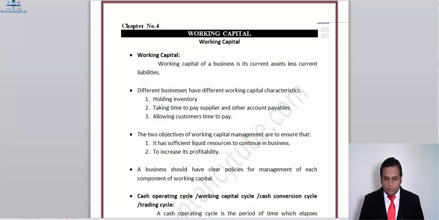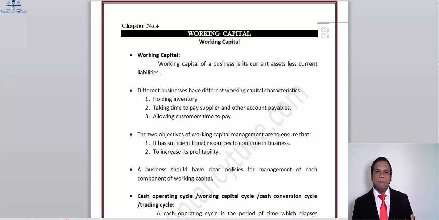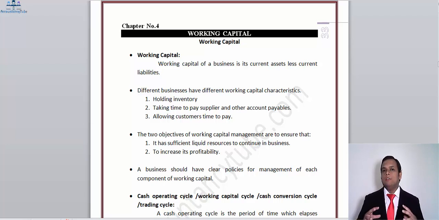Now, after that, we've got the 2 objectives of working capital management: to ensure that the business has sufficient liquid resources to continue in business and to increase its profitability. Why is this topic incorporated in the FM syllabus? Because the examiner expects financial managers to have a good grasp over these elements so that they can manage between profitability on one hand and liquidity on the other.